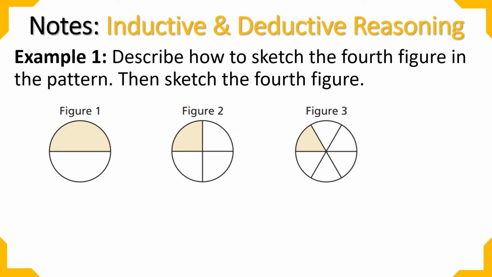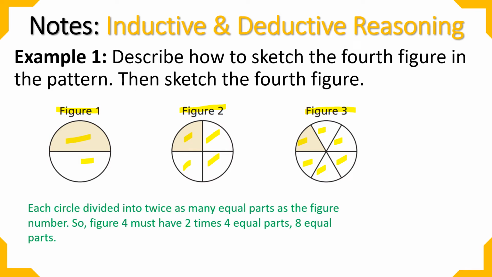Now, if you look closely, you will see that there is a relationship between the figure number and the number of equal pieces in the figure. In figure 1, there are 2 equal pieces. In figure 2, there are 4. In figure 3, there are 6. So we notice then that the number of equal pieces is twice the figure number. Each circle is divided into twice as many equal parts as the figure number. So figure 4 must have 2 times 4 equal parts, or 8 equal parts, and must look something like this.